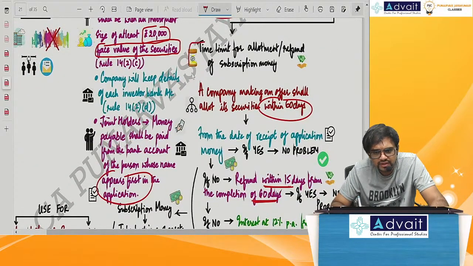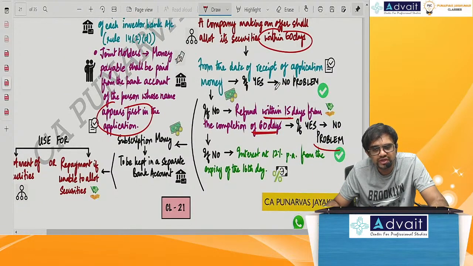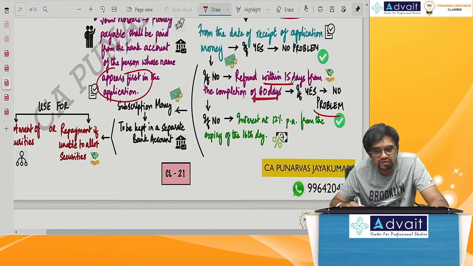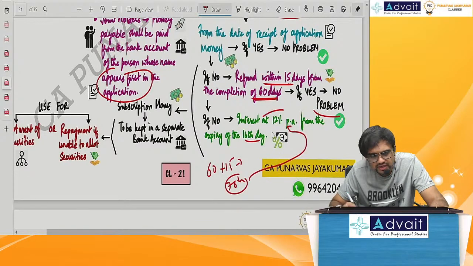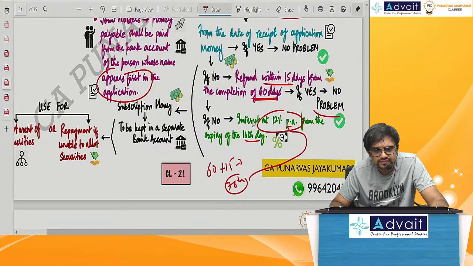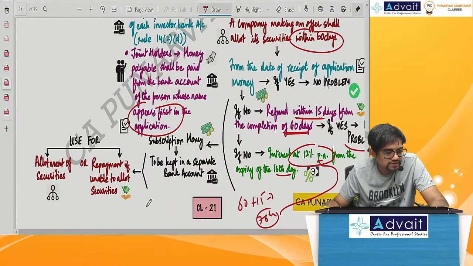Generally, time limit for allotment or refund of subscription money is when? Within 15 days you need to refund. If you don't do that, 60 days, 60 days you have to allot. If you do not, within 15 days you have to refund. Now, from the 76th day onwards, 60 days over, then 15 days. From the 76th day onwards, how much is the interest per annum? 12%. It will be 12% from the expiry of the 76th day. Right? That is the thing. Very, very simple. Next.